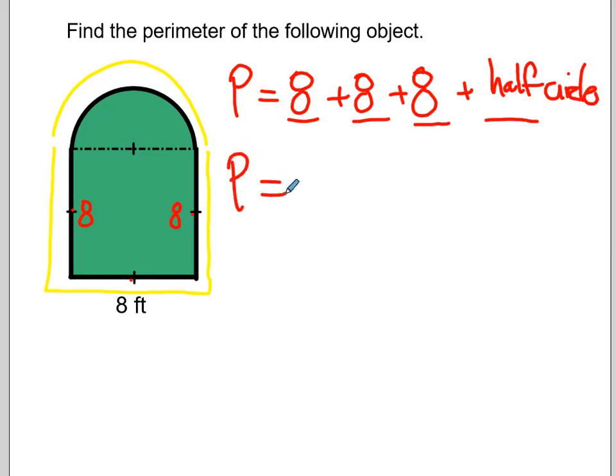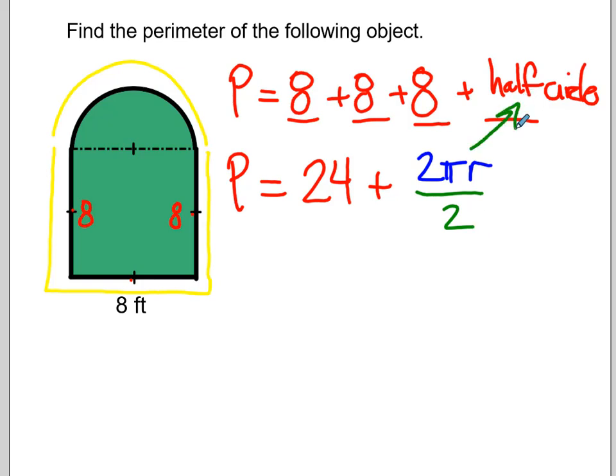So if we add up our 3 8s, there's the 24. Now we have to figure out what half a circle is. Well, the expression for circumference or perimeter of a circle, we can do this either as 2 pi r or pi d. We'll go 2 pi r. But that's the expression for a full circle. I don't want a full circle, I want half of it. So I'm going to divide all of that by 2. Okay, so that's me making a decision that that's half a circle.